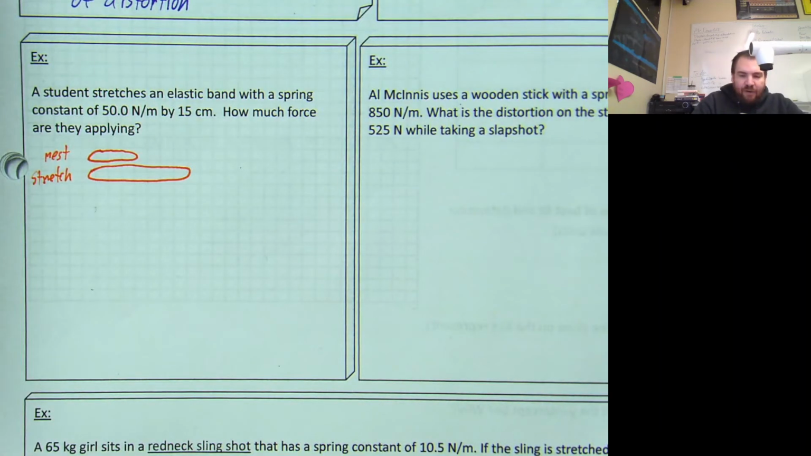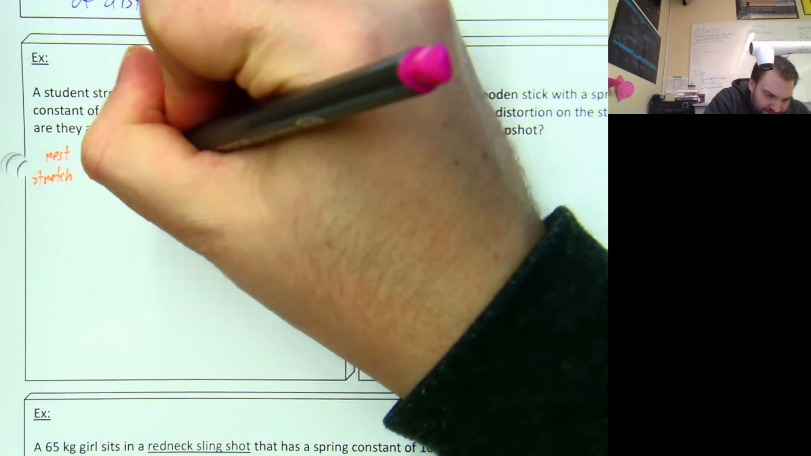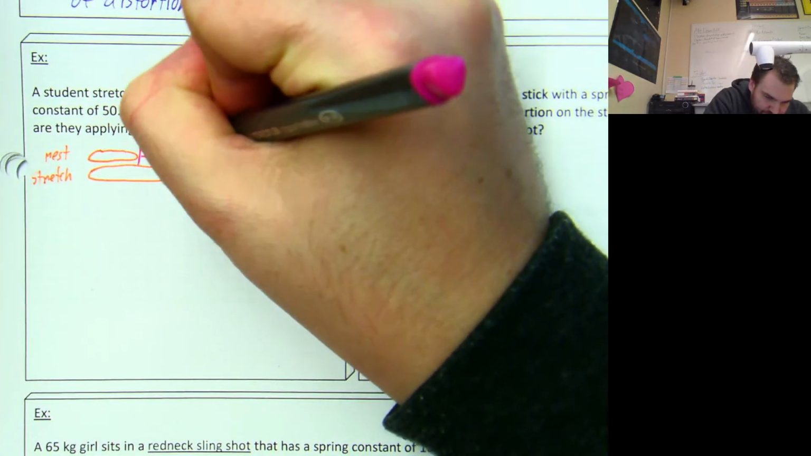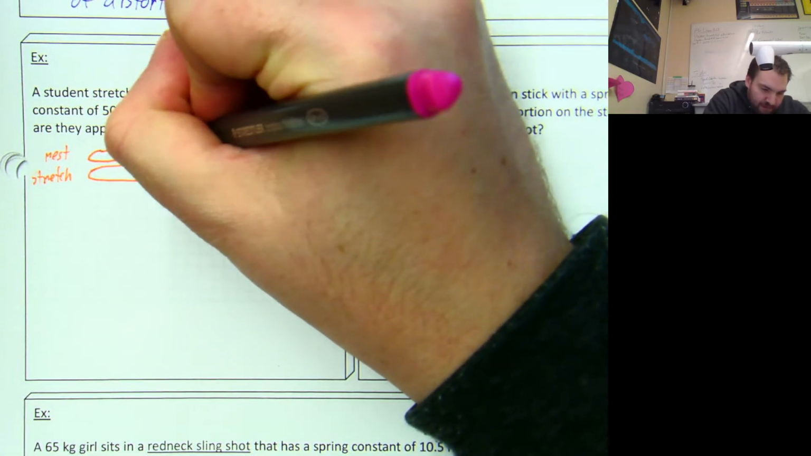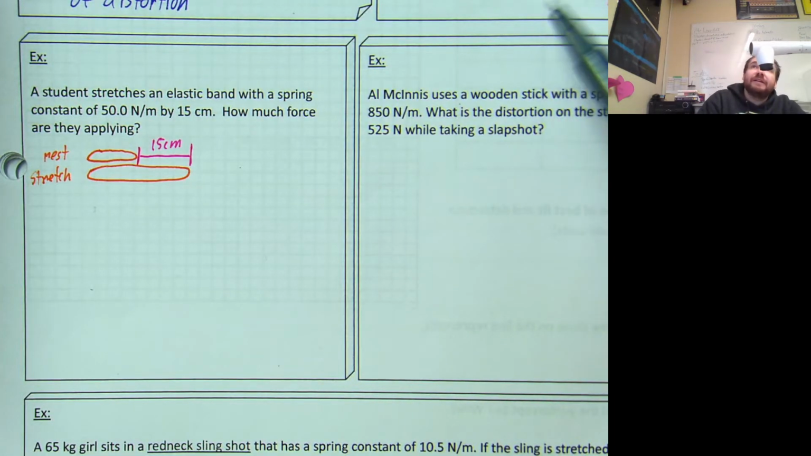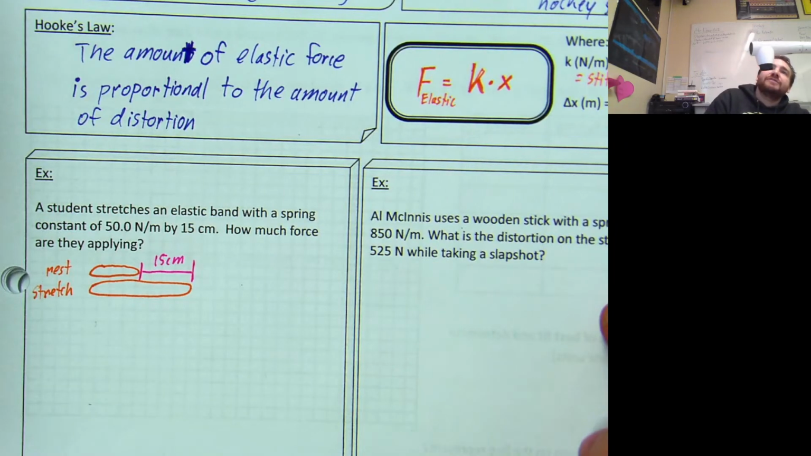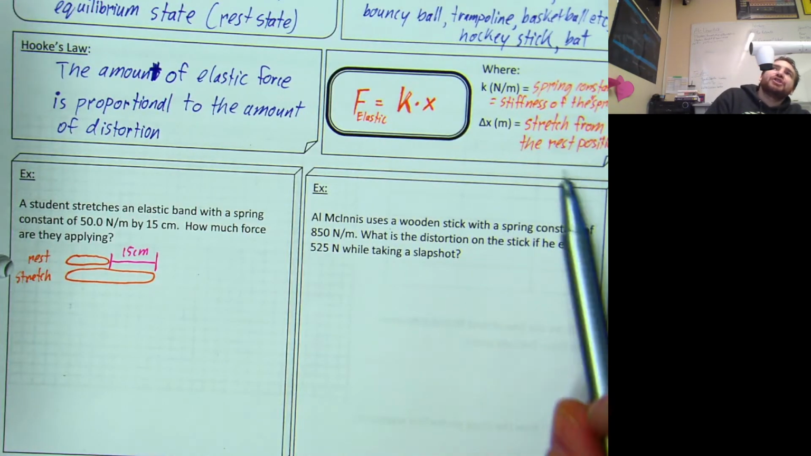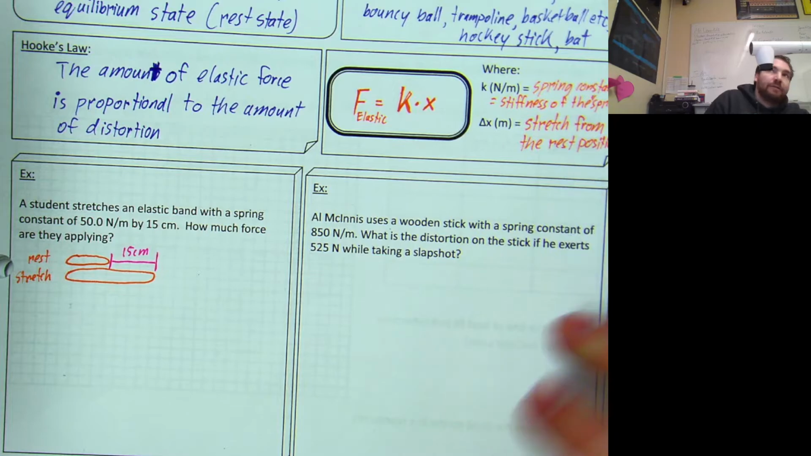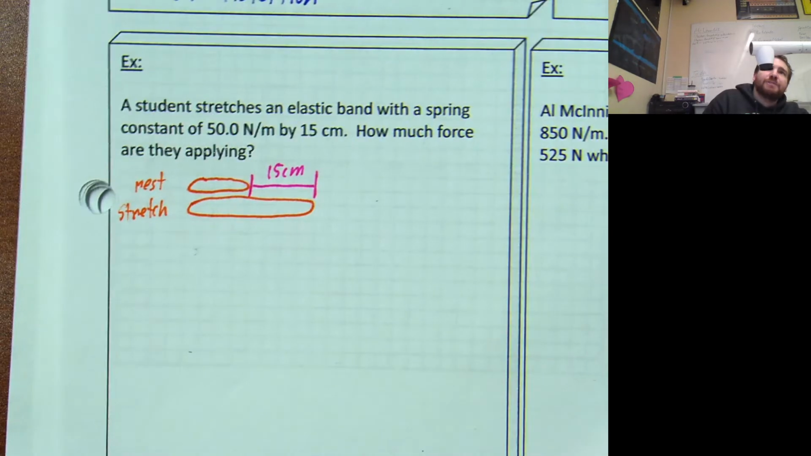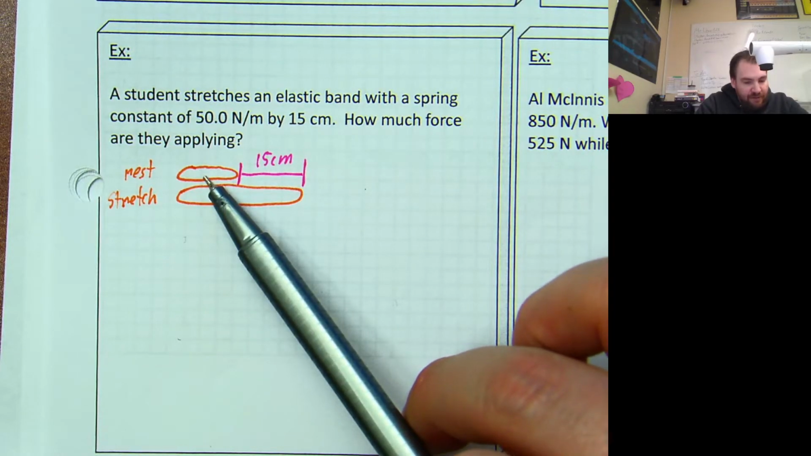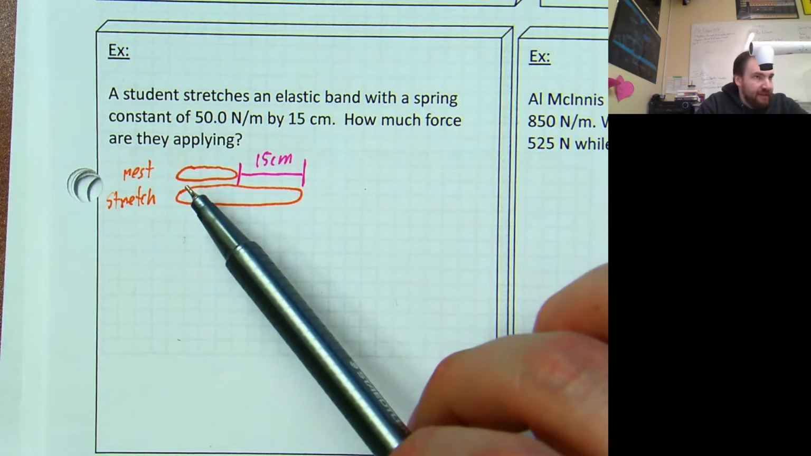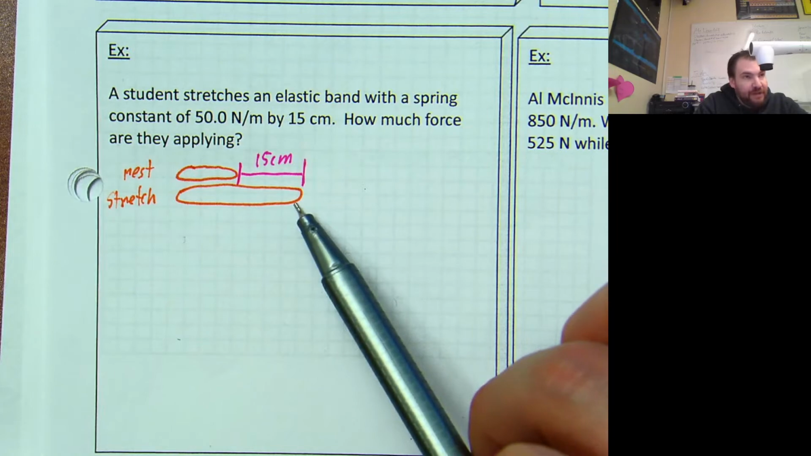Okay? And what's happening here is this distance here is the 15 centimeters. So x is, we said it before, the stretch from the rest position. So for a spring, or for an elastic, this is what it was at rest. We don't care how long it was at rest. This is how it's being stretched.